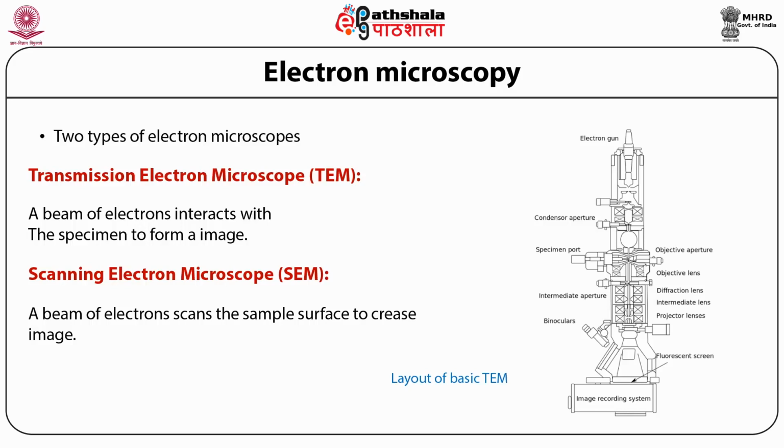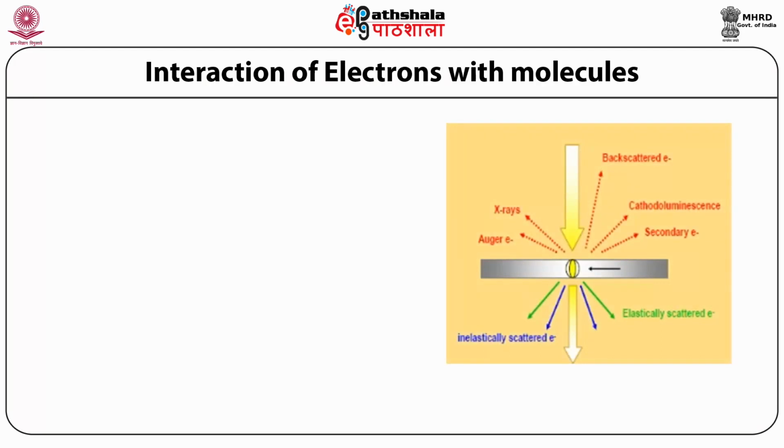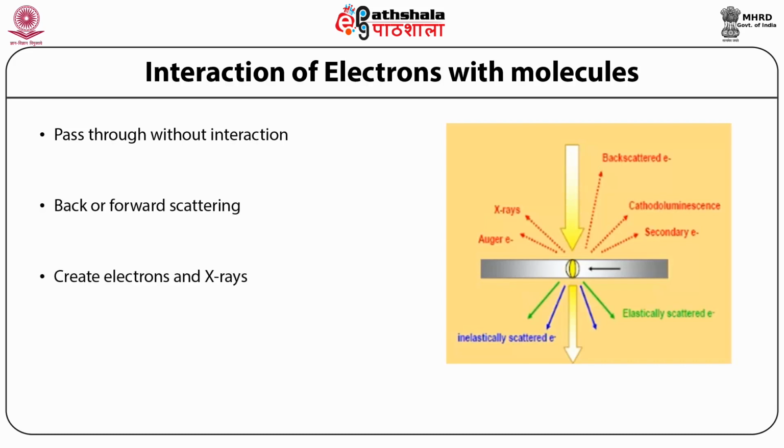On the right side, which shows a simple picture of the basic layout of a TEM, which is generally used for cryoelectron microscopy to determine the structure of a protein molecule. As I was talking about how electrons interact with the material: once electrons interact with the material, they can pass through without interaction. They could scatter. They could create electrons and X-rays. This is a little different from scattering, and they also interact with the specimen, which can absorb.